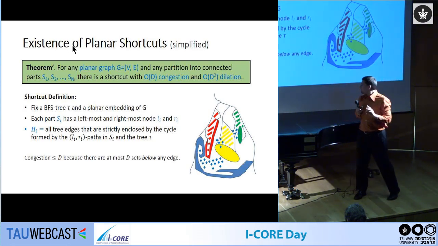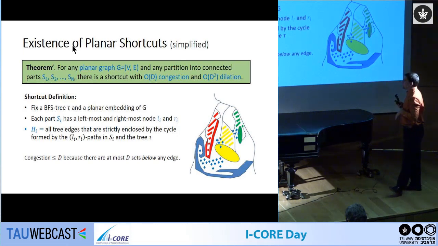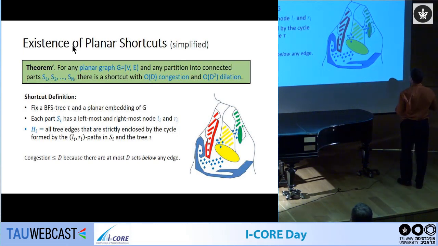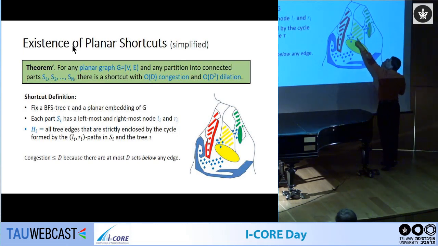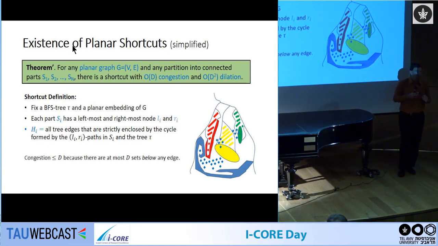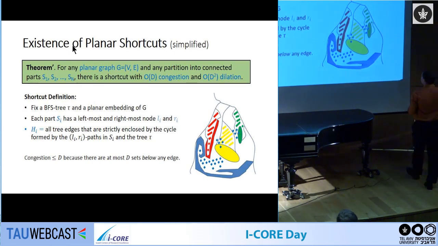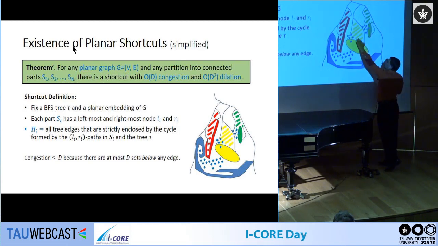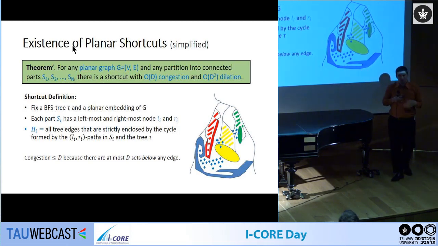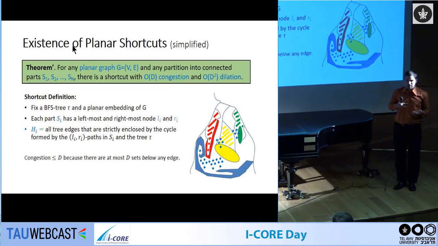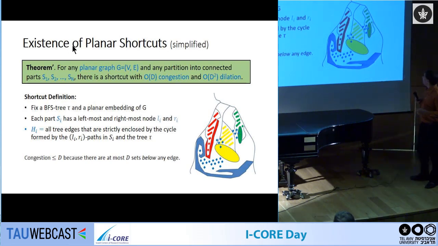Okay, so let's first prove that the congestion is small. What I want to say is, for any edge in here, there are not too many colors, not too many sets that are allowed to use it. Here we're going to use the planarity of the graph. Basically, in order for an edge to be used, there needs to be a set below it. You can define this rigorously in a planar embedding, what below means, so that it's enclosed by the set.